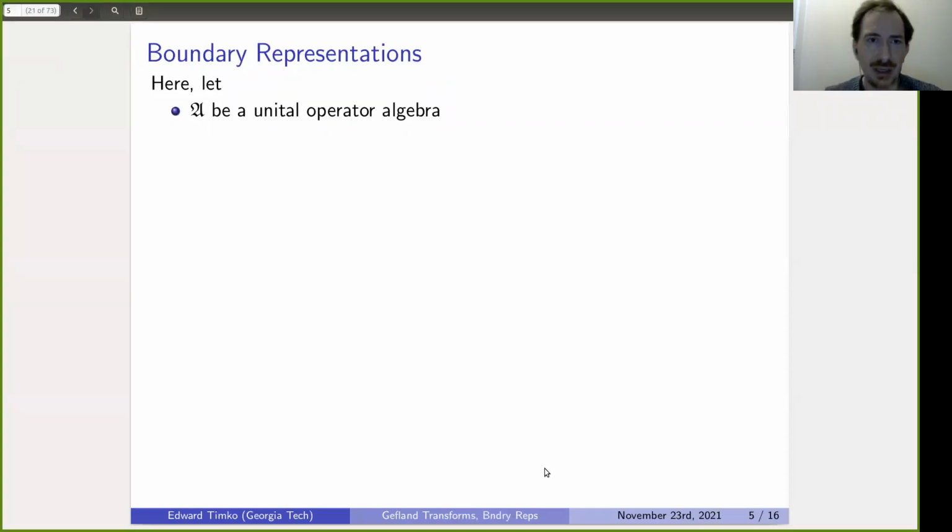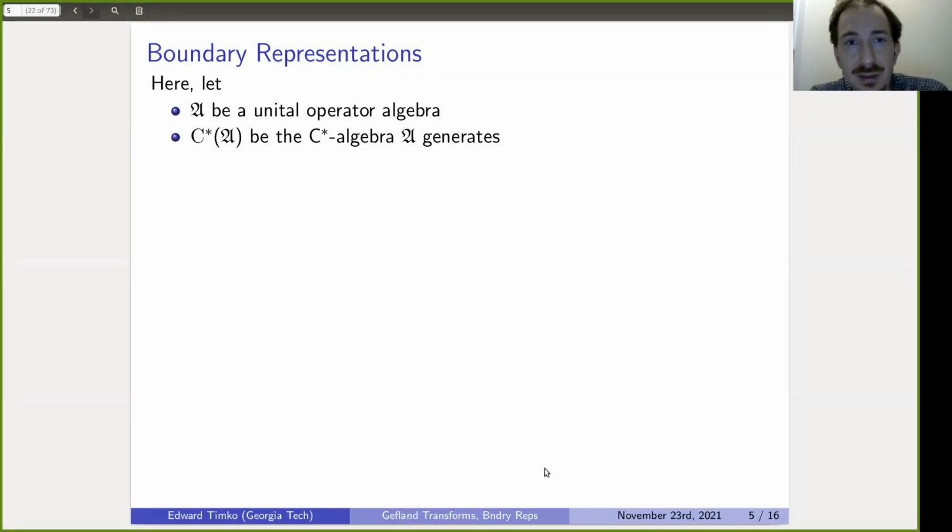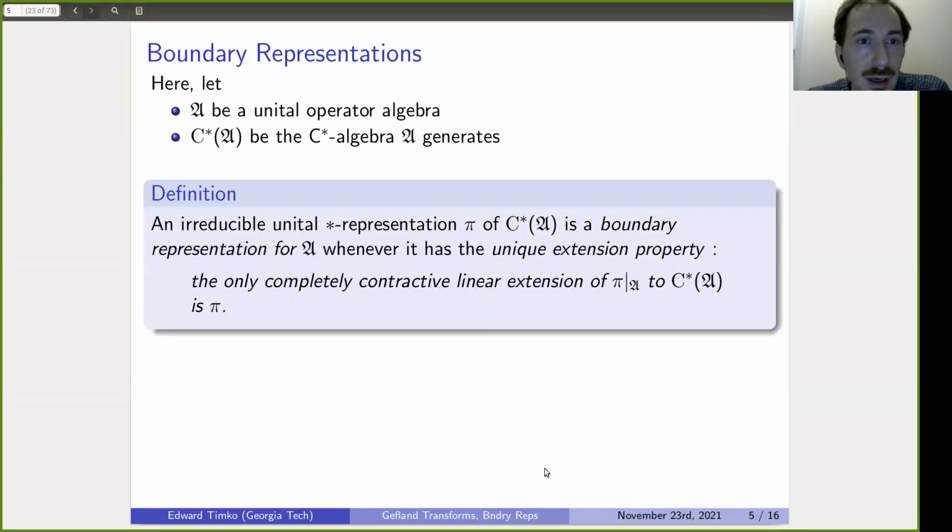Well, for this, we're going to let A denote a unital operator algebra, and C*(A) the C-star algebra that A generates. An irreducible unital star representation pi of C*(A) is a boundary representation for the algebra A whenever it has a so-called unique extension property, which is that the only completely contractive linear extension of pi restricted to A back up to the C-star algebra is just pi itself.